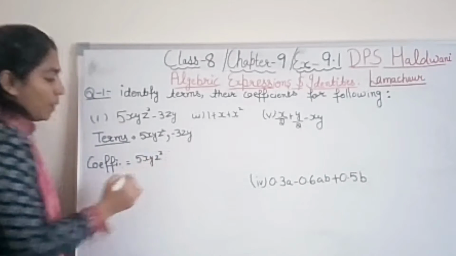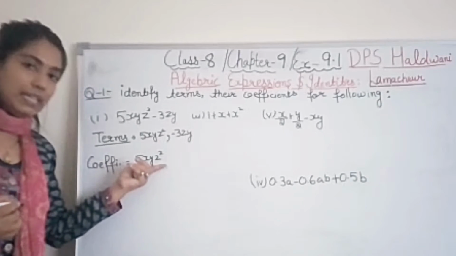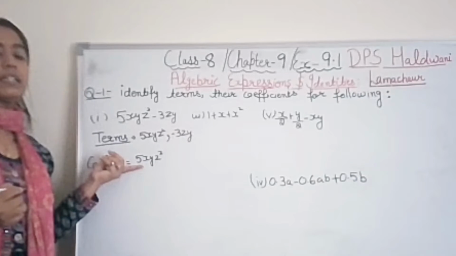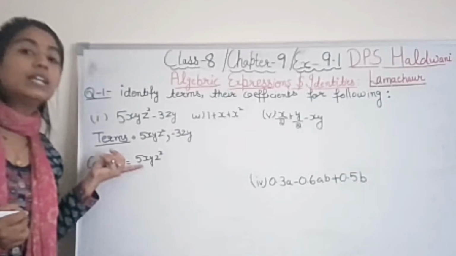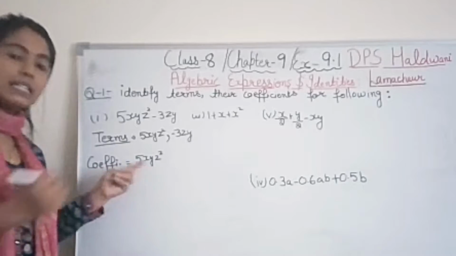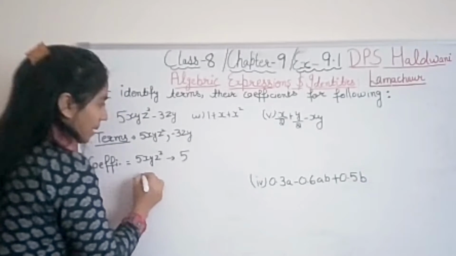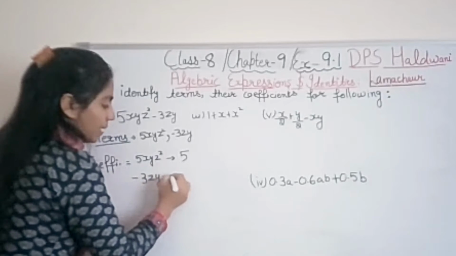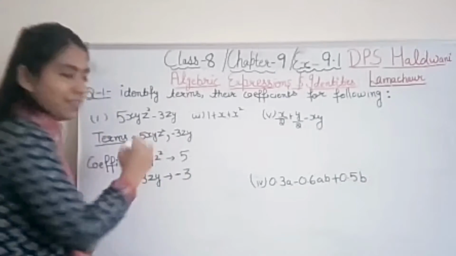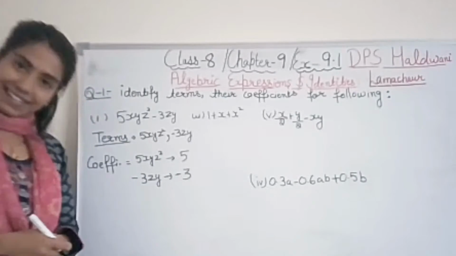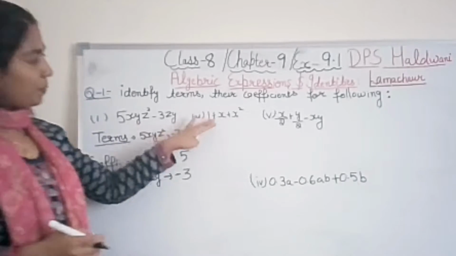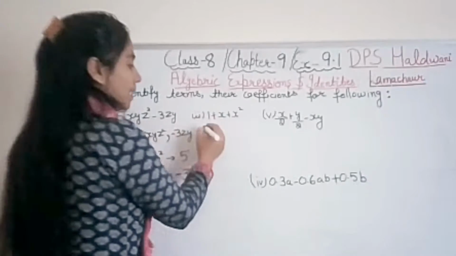5xyz square. See, whatever variable we have with this, what constant term is present, that is called the coefficient. So in this, what is the coefficient? 5 is the coefficient, and in minus 3zy, what is the coefficient? Minus 3 is the coefficient. Right student? Very simple. Now B part, how many terms are there?